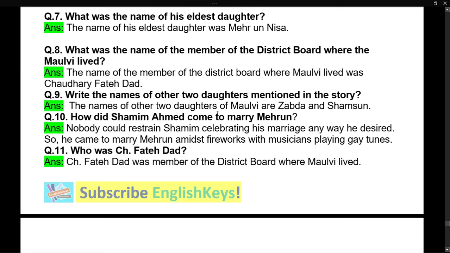And how did Shamim Ahmad come to marry Mehrun? Nobody could restrain Shamim celebrating his marriage any way he desired. So he came to marry Mehrun amidst fireworks with musicians playing gay tunes. Gay tunes, the tunes of happiness. Who was Chaudhry Fatehdat? Chaudhry Fatehdat was member of the district board where Maulvi lived.